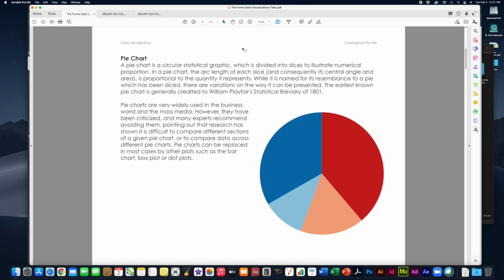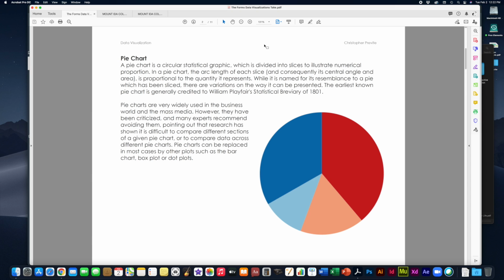Now, of course, the one you're probably most familiar with, which is also the oldest one that has record of being published, is of course the pie chart. It's a circular statistical graph, which of course is divided into slices, which is why it's called a pie chart, because it looks like a pie, like a pizza pie or an apple pie, to illustrate numerical proportion. In a pie chart, the arc length of each slice, and consequently its central angle and area, is of course proportional to the quantity that it represents. So the bigger the slice, the more stuff numerically that it represents. The smaller the slice, the less stuff numerically that it represents.